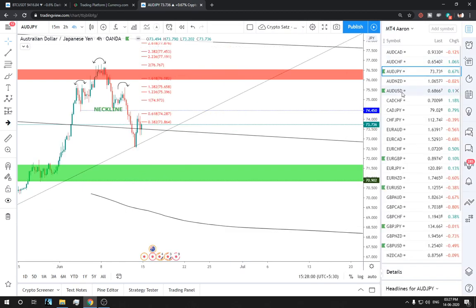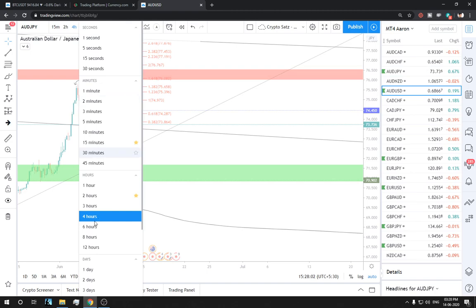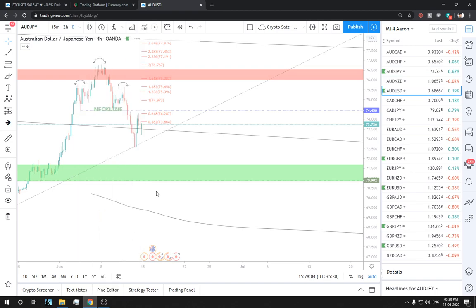Let's move on to the next pair, AUDUSD. First we'll start off with the 1 day.